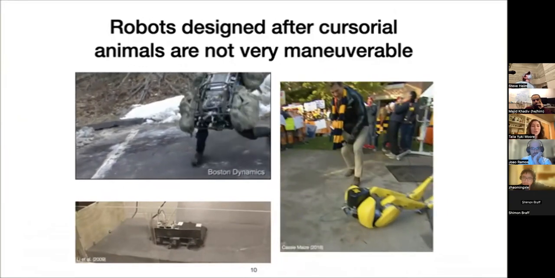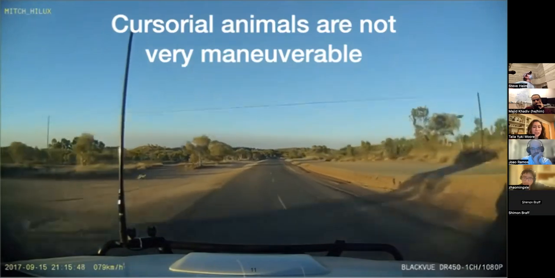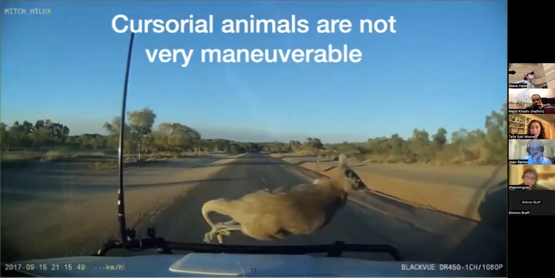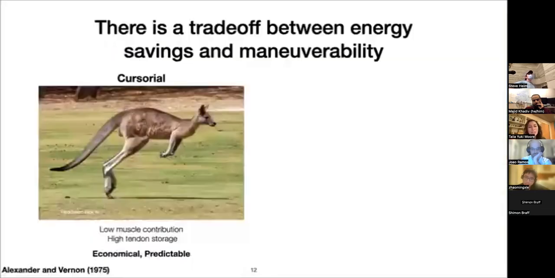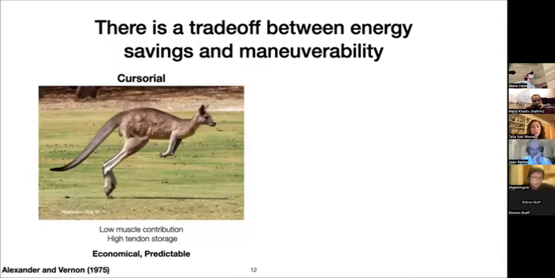Well, it turns out that cursorial animals are not always very maneuverable either. This kangaroo, which is a cursorial animal, is not very good at getting out of the way when it's in danger. Biologists have known for a long time that there is a fundamental trade-off between energy savings and maneuverability. The exemplar of this trade-off is the kangaroo, which is very cursorial. It has incredible tendon energy storage. It's like the world champion of tendon energy storage, and therefore it can have very low muscle contribution. Its locomotion is very economical, but it's also very predictable.